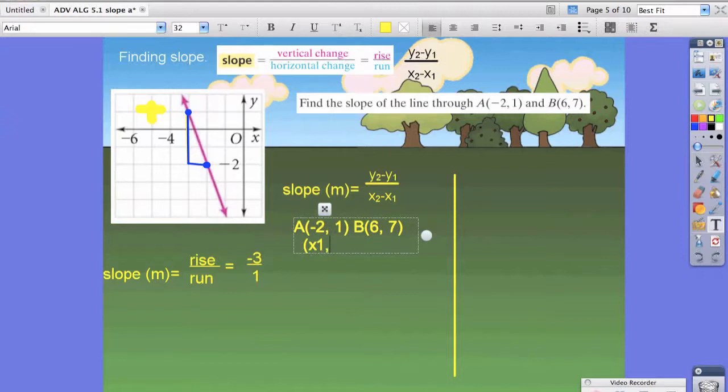So I chose the first one because that's the first one I saw. So -2 is x sub 1. That would mean 1 is y sub 1. 6 is x sub 2. And 7 is y sub 2. And they merely mark the first set of x's, second set of x's, first set of y's, and second set of y's. So now that we've labeled it, all we need to do is use the appropriate formula.